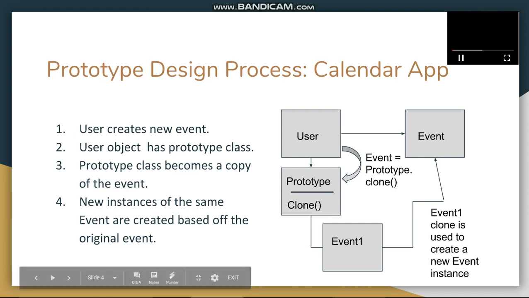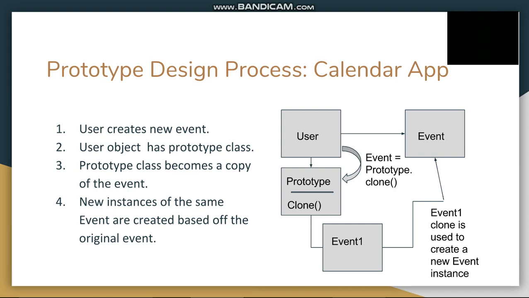So you're probably wondering how this application of the prototype design process will actually apply to the calendar application. Well, first we'll find that as the user creates a new event, that event will be saved in a form in the prototype class. That class will, through the clone function, copy everything in that original event and create a new instance through which you can create repetitive instances of the original event.